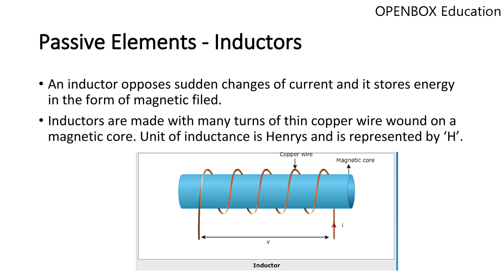Passive elements. Inductors. An inductor opposes sudden changes of current and it stores energy in the form of a magnetic field. Inductors are made with many turns of thin copper wire wound on a magnetic core. Unit of inductance is Henry and is represented by capital H.